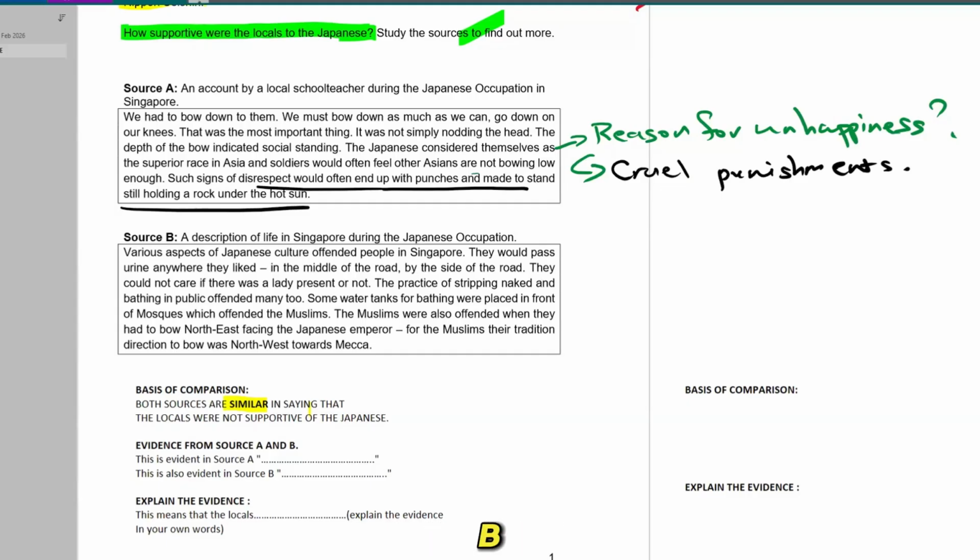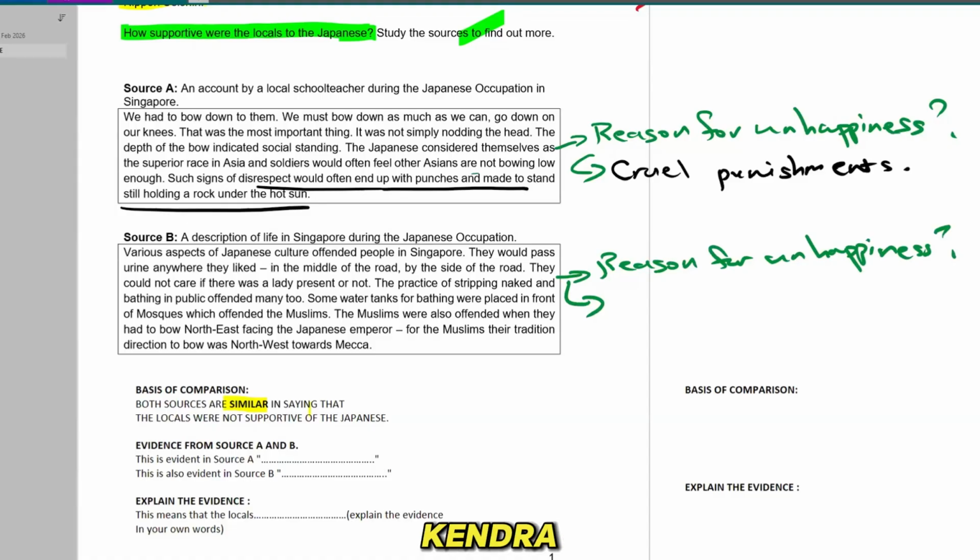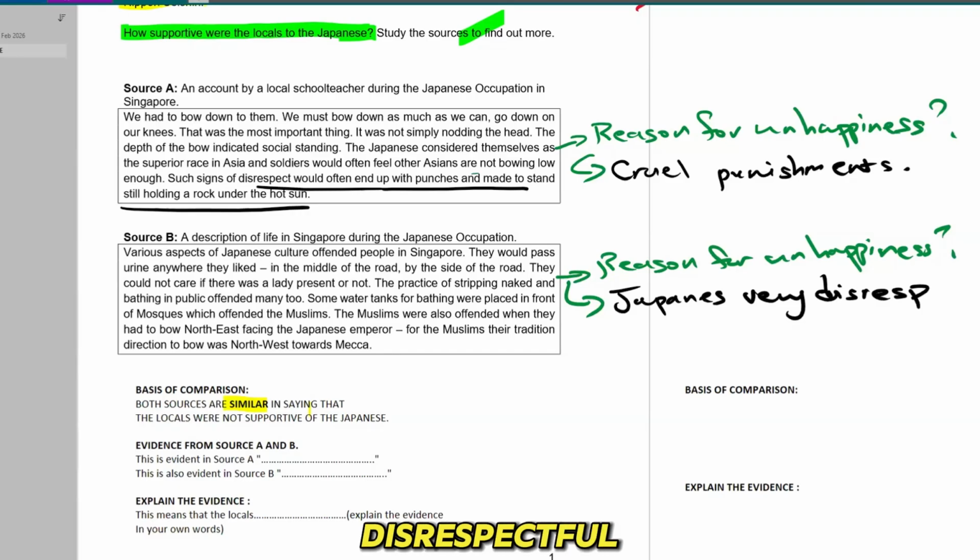What about source B? What is the reason for unhappiness here? Okay, now more people answering. Okay, Kendra. Yes, thanks for your answer, Kendra. Kai Jie also, thanks for your answer. Good. Correct. Charlotte answering for source B. Charlotte says the people were unhappy because the Japanese were very disrespectful. How do you spell disrespectful?